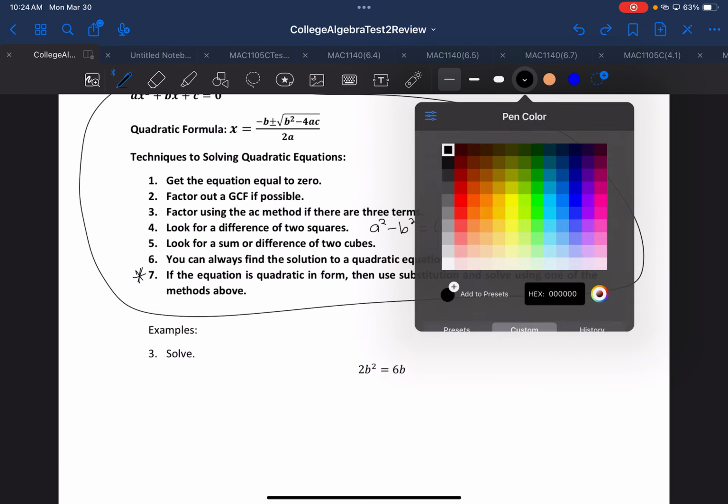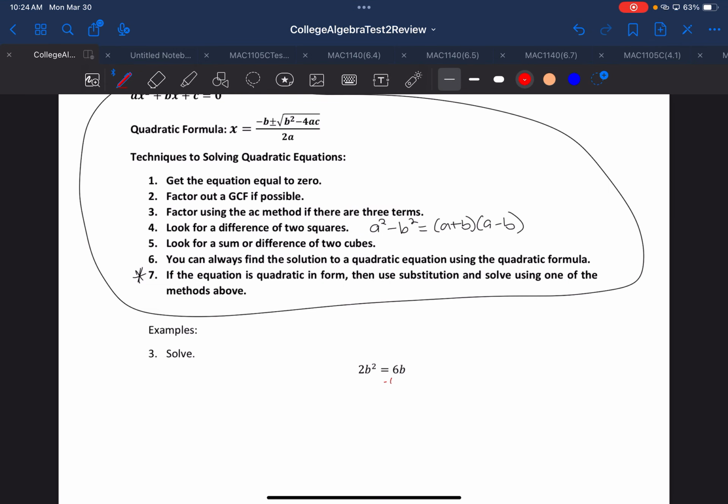So I'll subtract 6b over to both sides to cancel it on the right. And so this would be 2b squared minus 6b equals 0. Because those are not like terms, I can't combine them. So I just write it like that.